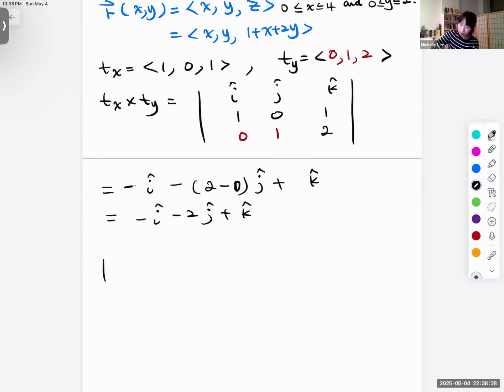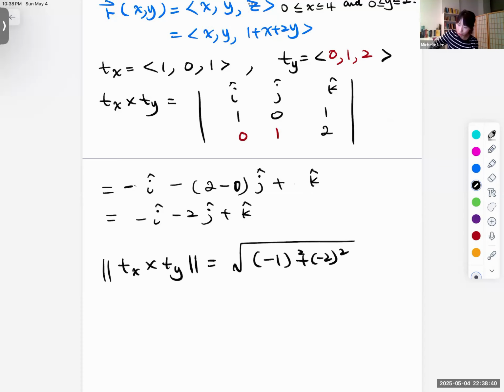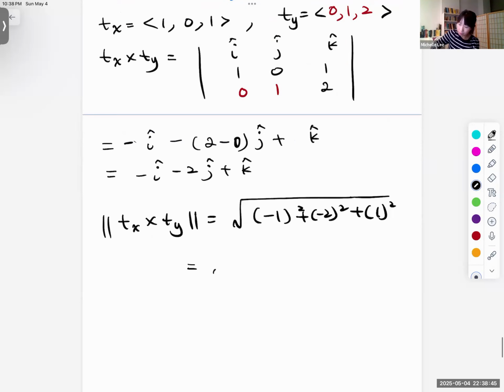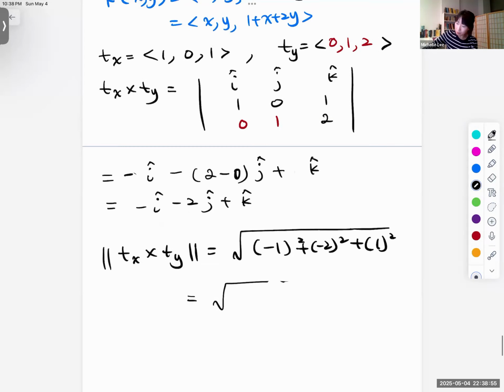Okay, how about length? I hope there is no mistake. So we have 1 square plus 2 square plus 1 square. So we will get 4, 5, 6. Oh, okay. Right. But then Boom made a mistake with this one. Boom made a mistake here. Yeah. Okay, so we have 6.